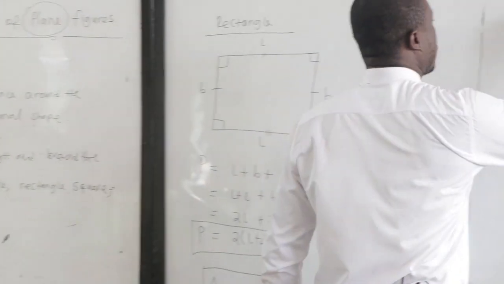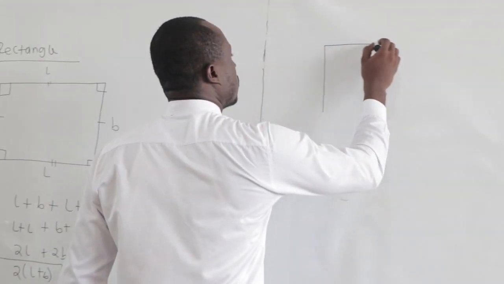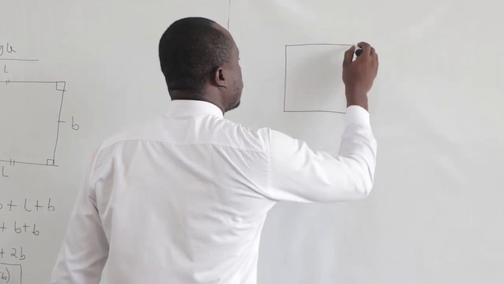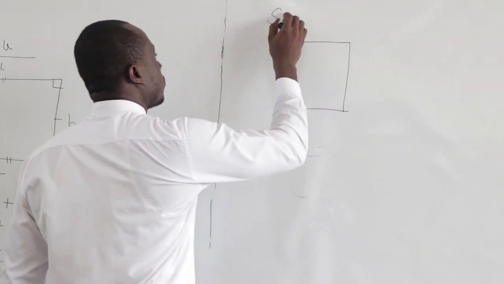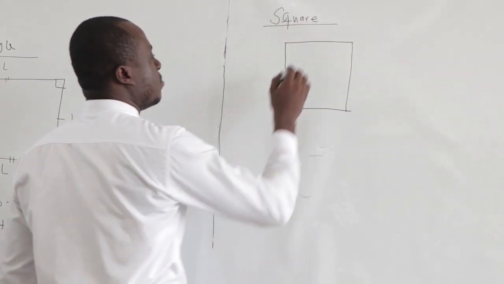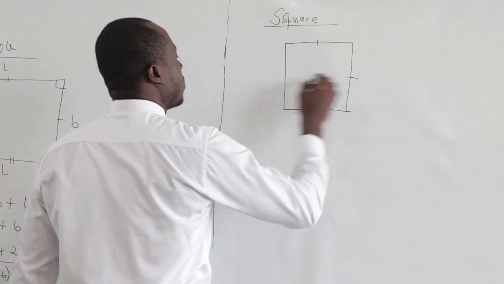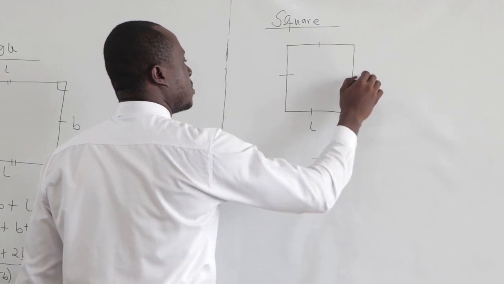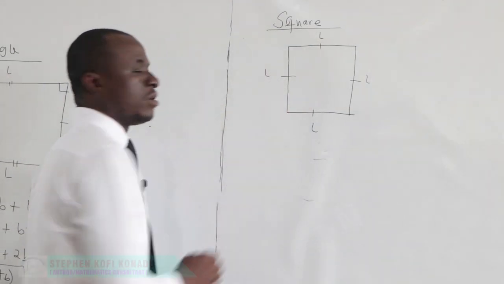The next thing that we want to look at is the square. Let's consider the square. In a square, all sides are the same. So if this is L, this is L, this is L, this is also L.